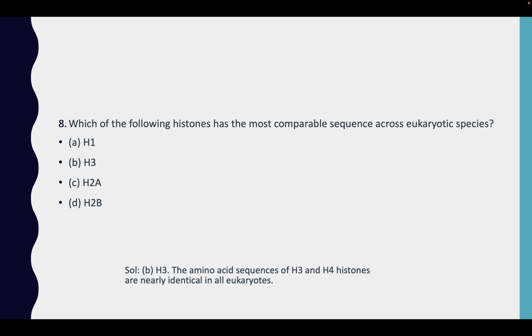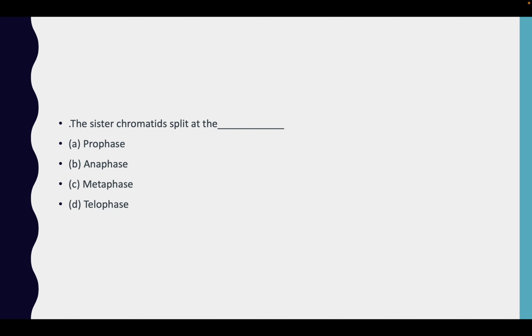So, the eukaryotic chromosomes are made up of DNA coiled and condensed around an octamer of basic proteins called histones. Where H3 and H4 histones are nearly identical in all eukaryotic species. Sister chromatid split at, this is the easiest question, today's easiest question.